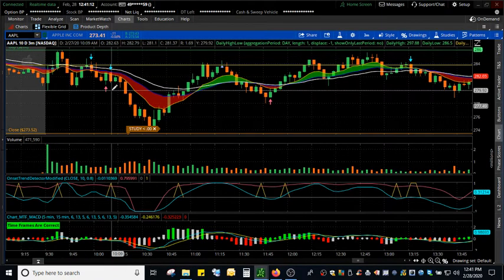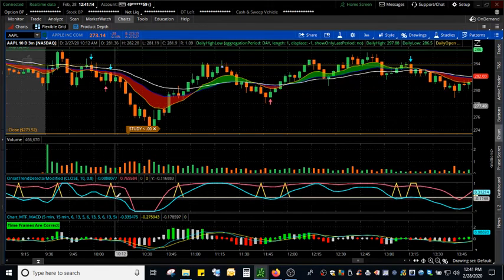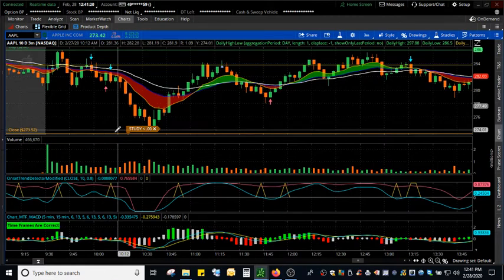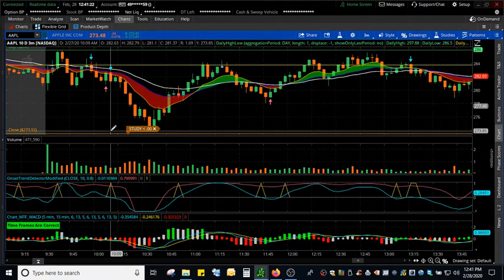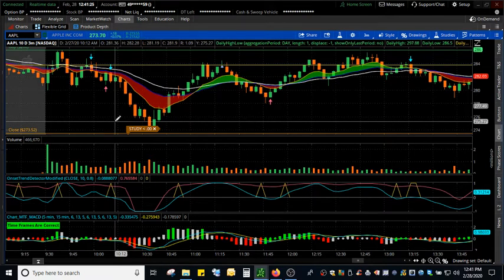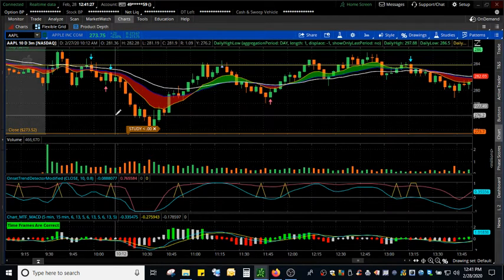But we come over here. This is a little bit flatter slope, but we were coming down. We had some red bars here. Based on the last few days of trading we've had here with the sell-offs, I probably would have entered this here.